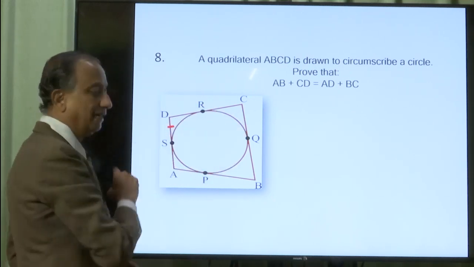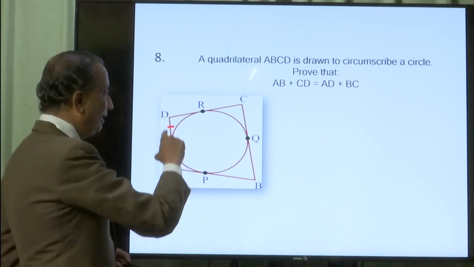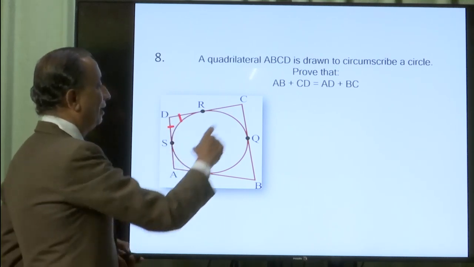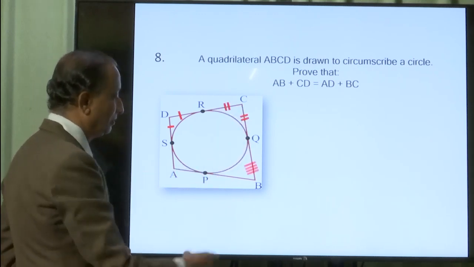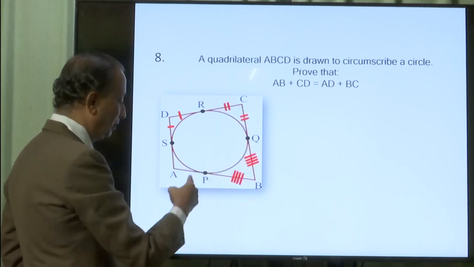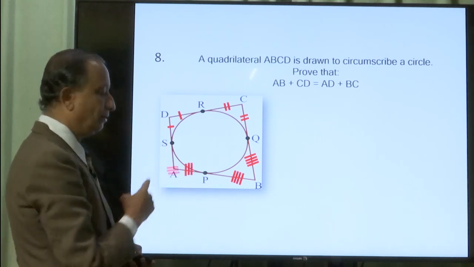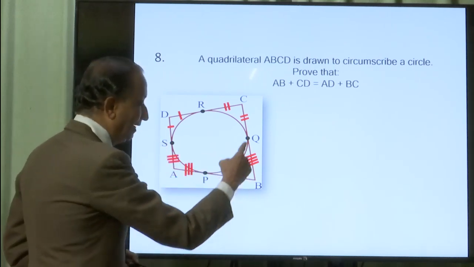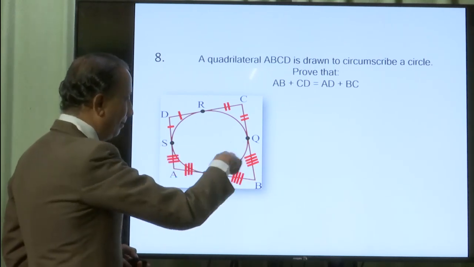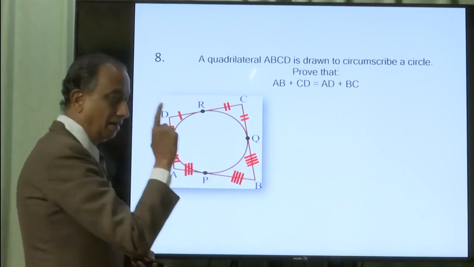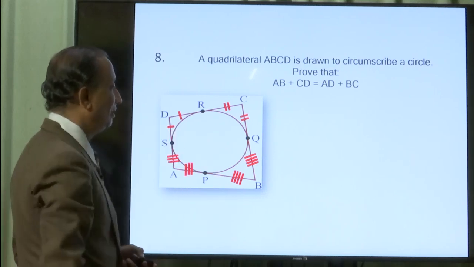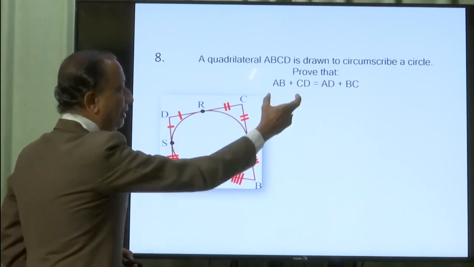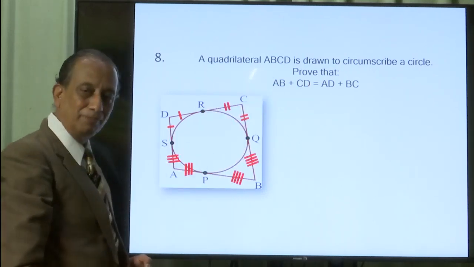Okay. If you consider D as the external point, then DS is equal to DR. Then, for the same reason, CR is equal to CQ, BQ is equal to BP and AP is equal to AS, because tangents to a circle from an external point are always equal. Theorem 4.2, just recall that. So with this information, let us find out what AB plus CD is.